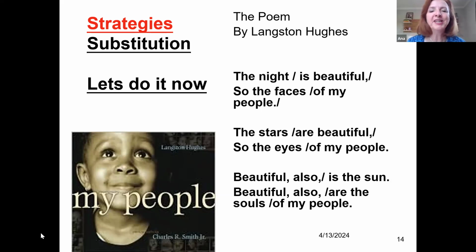What is the night? The night is beautiful. What are the faces? The faces are beautiful. Who is this poem about? My people. So what is the night? What are stars? What is beautiful? What is also beautiful? And 32 words, easy to memorize. Go to the next slide, please, Maria.